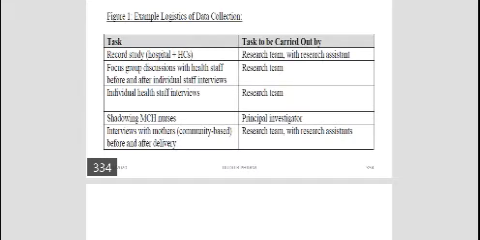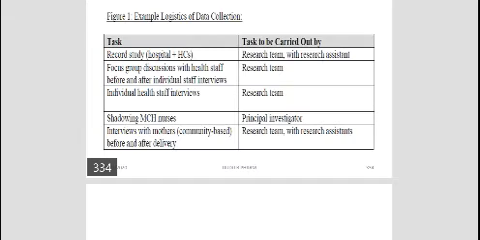That's why in the second tab you see the task to be carried out by, say, the research team with the research assistant. This will be the responsible personnel. Then second, focus group discussion with the health staff before and after individual staff interview. The responsible person is the research team. Another task, individual staff interviews. The task will be carried out, the responsible person is the research team too.